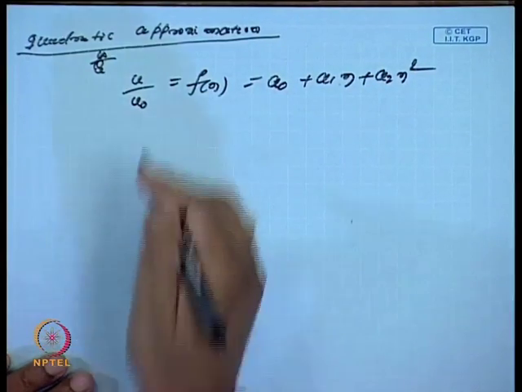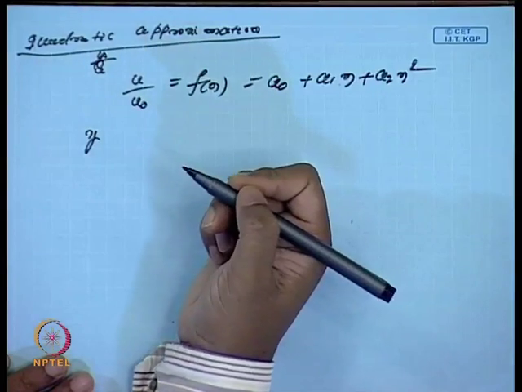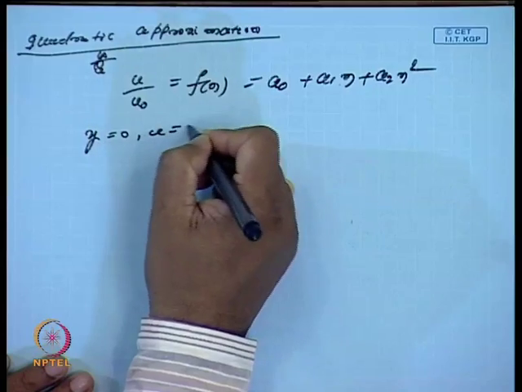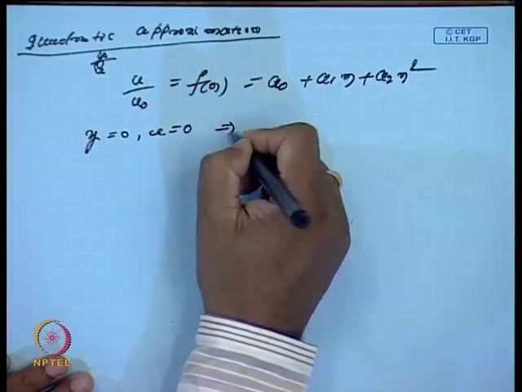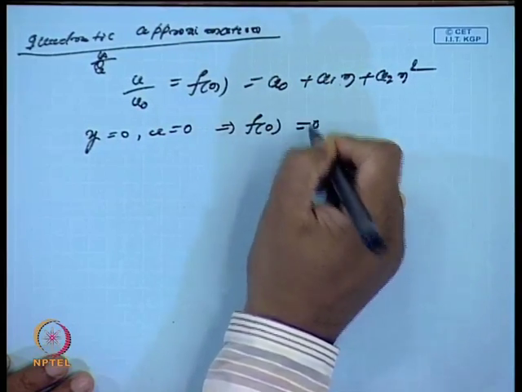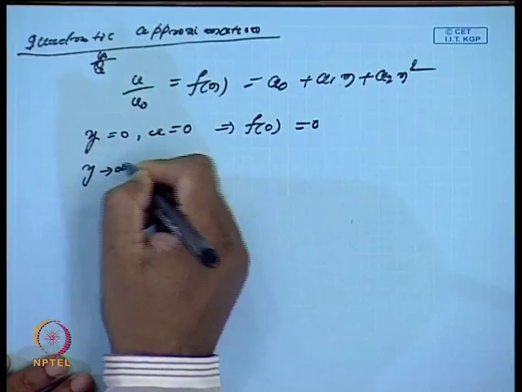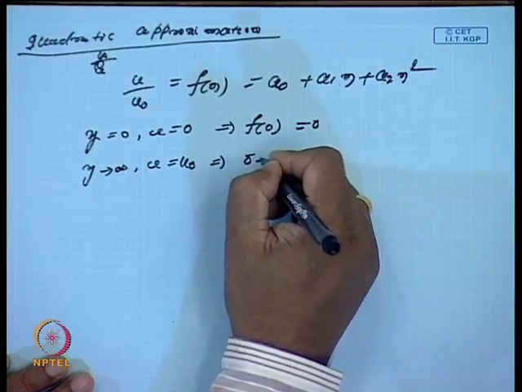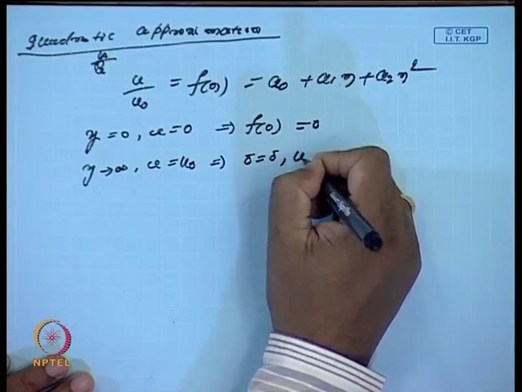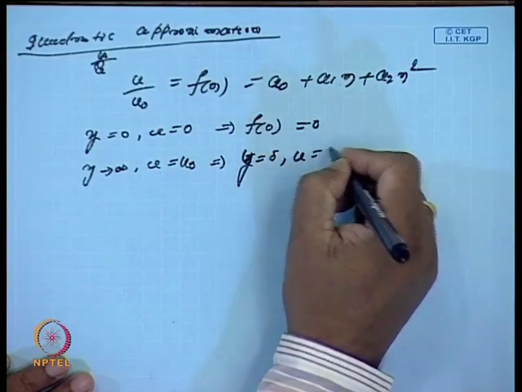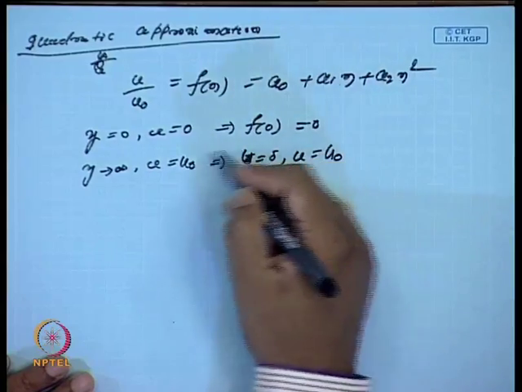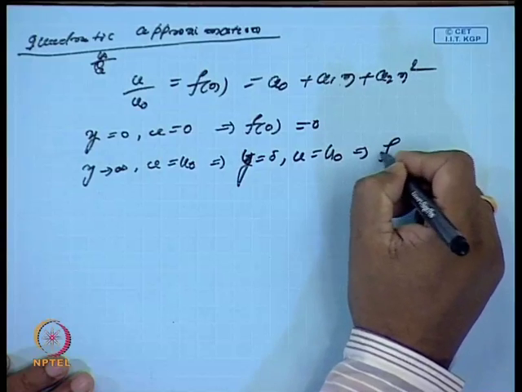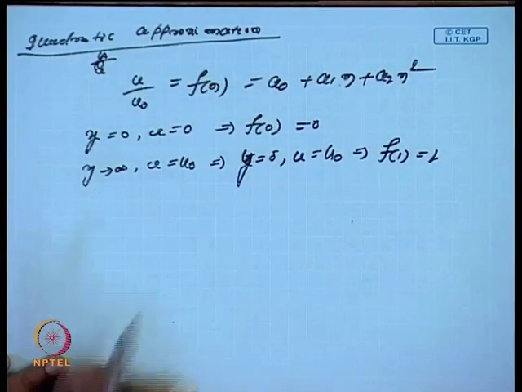In this case, I have the boundary conditions because I have the same semi-infinite plate. So, y is 0 and u is equal to 0, and that gives me f of 0 is 0. And y tends to infinity, u is equal to u naught, which implies y is equal to delta, u is equal to u naught, because beyond delta the behavior is the same as at infinity. So, that gives me f of 1 is equal to 1.